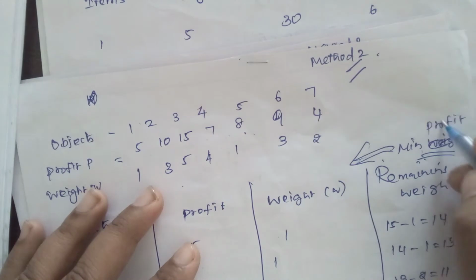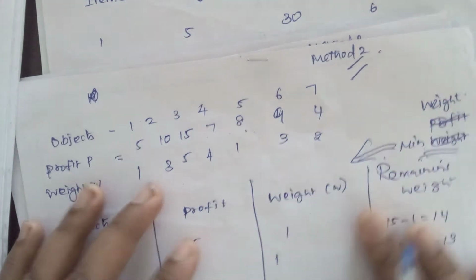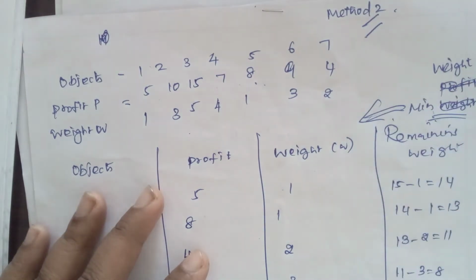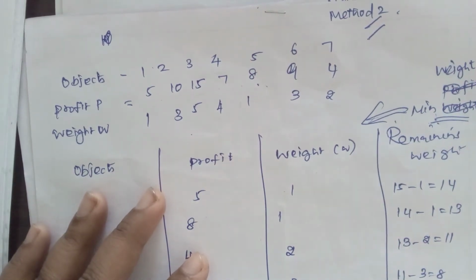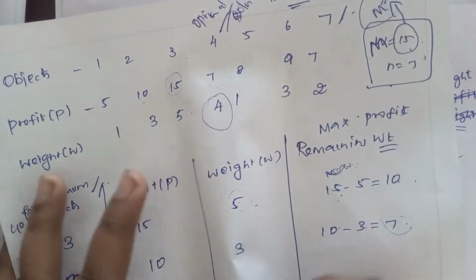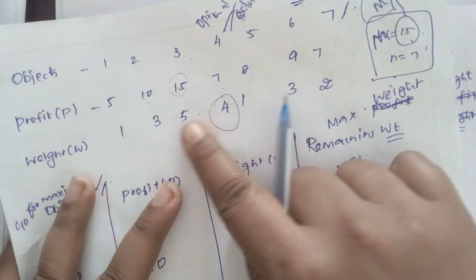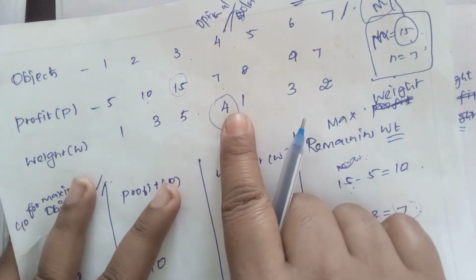Sorry, I'm going for the minimum weight. Yes, correct, minimum weight. There I was going for the maximum weight, here the minimum weight. Maximum weight means here 5, 4, 1, 3, 2, and like that it goes on.